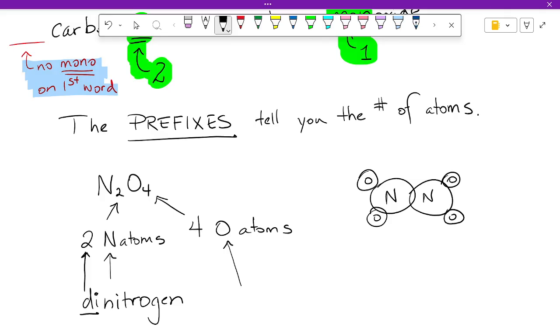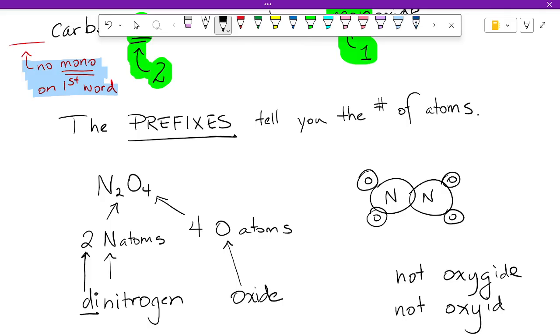What element do we have there? We have oxygen. Does it need to change its name? Yes, it is the second element, so it changes to oxide. Be careful, it is not oxygenide. It is oxide. You do not want 3 syllables. You only want 2 syllables. Oxide. Okay?